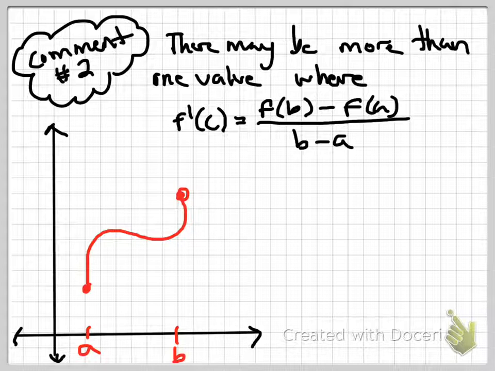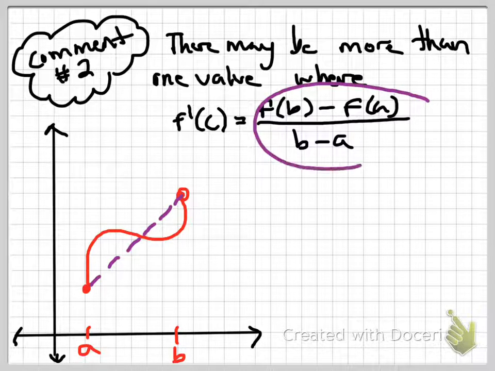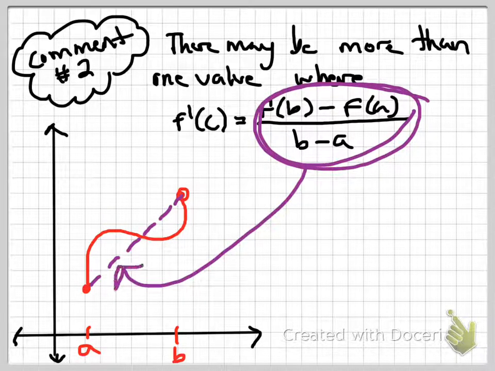Now when I start saying that the average and the instantaneous rate of change are equal to each other, the average rate of change is the line that goes from point A to point B. So that line, I'm going to make it dotted. That's my average rate of change line. Well, f of b minus f of a over b minus a, this thing, that's the slope of that dotted line. That finds the slope of that line.